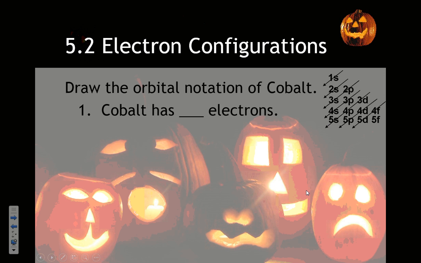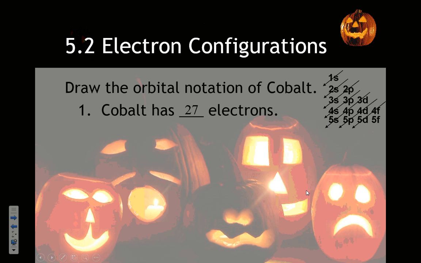Now the first thing we always have to figure out is how many electrons. Well, that's why Chapter 4 came before Chapter 5. One of the things we talked about in Chapter 4 is for a neutral atom, the atomic number stands for the number of protons, would also equal the number of electrons. So if you find cobalt on the periodic table, you'll see it's got 27 electrons.